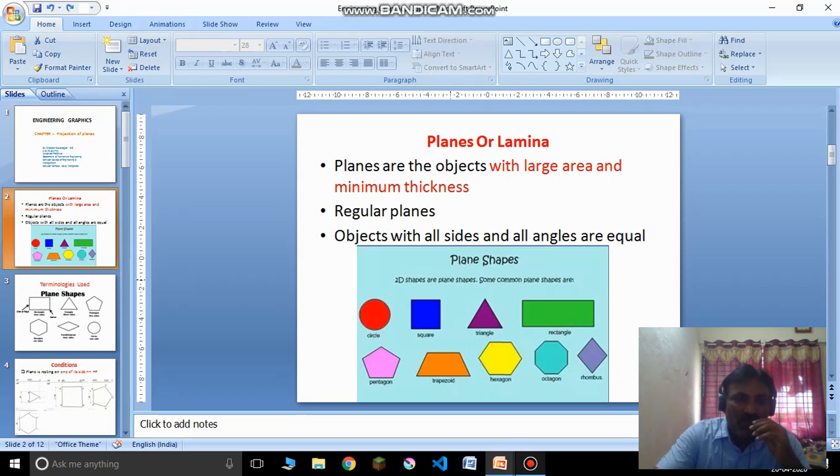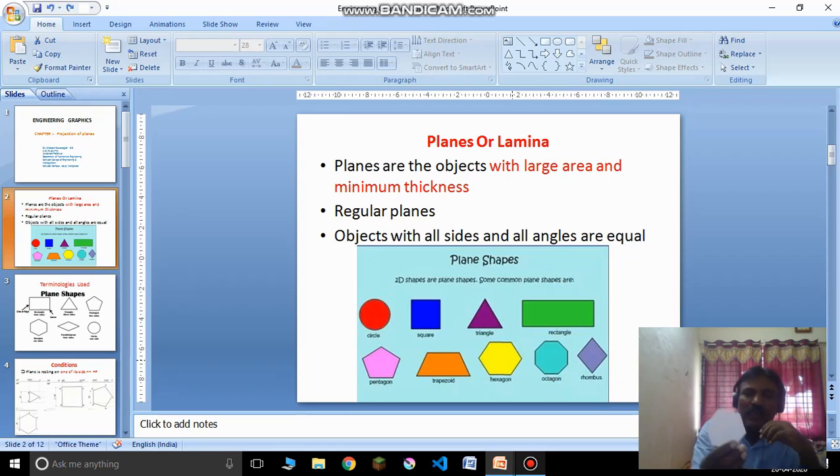So these are some of the objects you can see in the diagram. This is a circle, circular lamina, square lamina, triangular lamina, rectangular lamina, pentagon, hexagonal lamina. This is a square lamina, which means all the sides are equal. Similarly, this is a triangular lamina. It doesn't have any thickness, it only has an area. You can observe it.